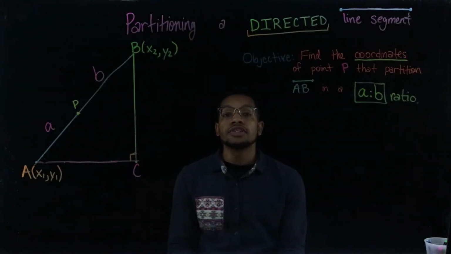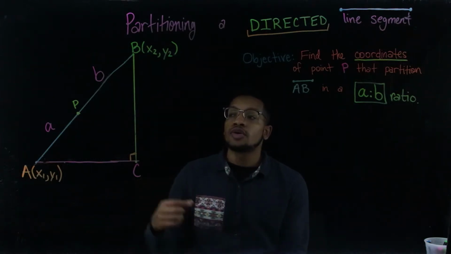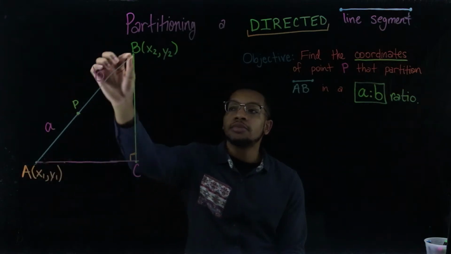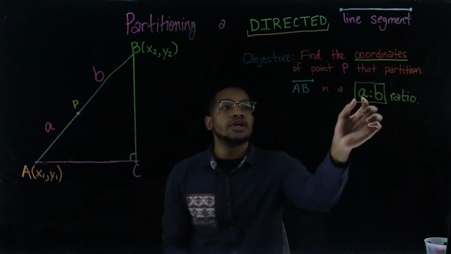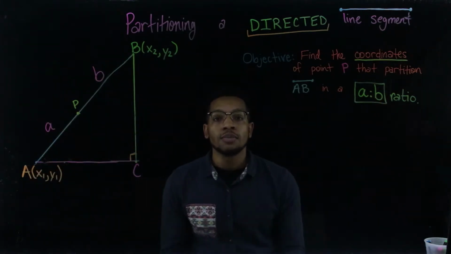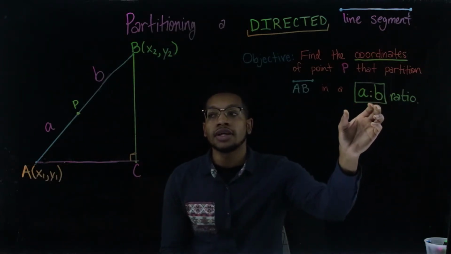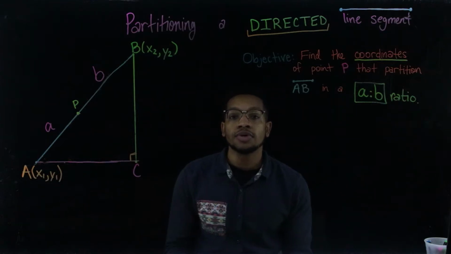For the rest of the video, I'm going to show you how to figure out the coordinates of point P that partitions any segment AB in an A to B ratio. What we have to do is use the ratio that we're given and the fact that we can create similar triangles to help us figure out that point.